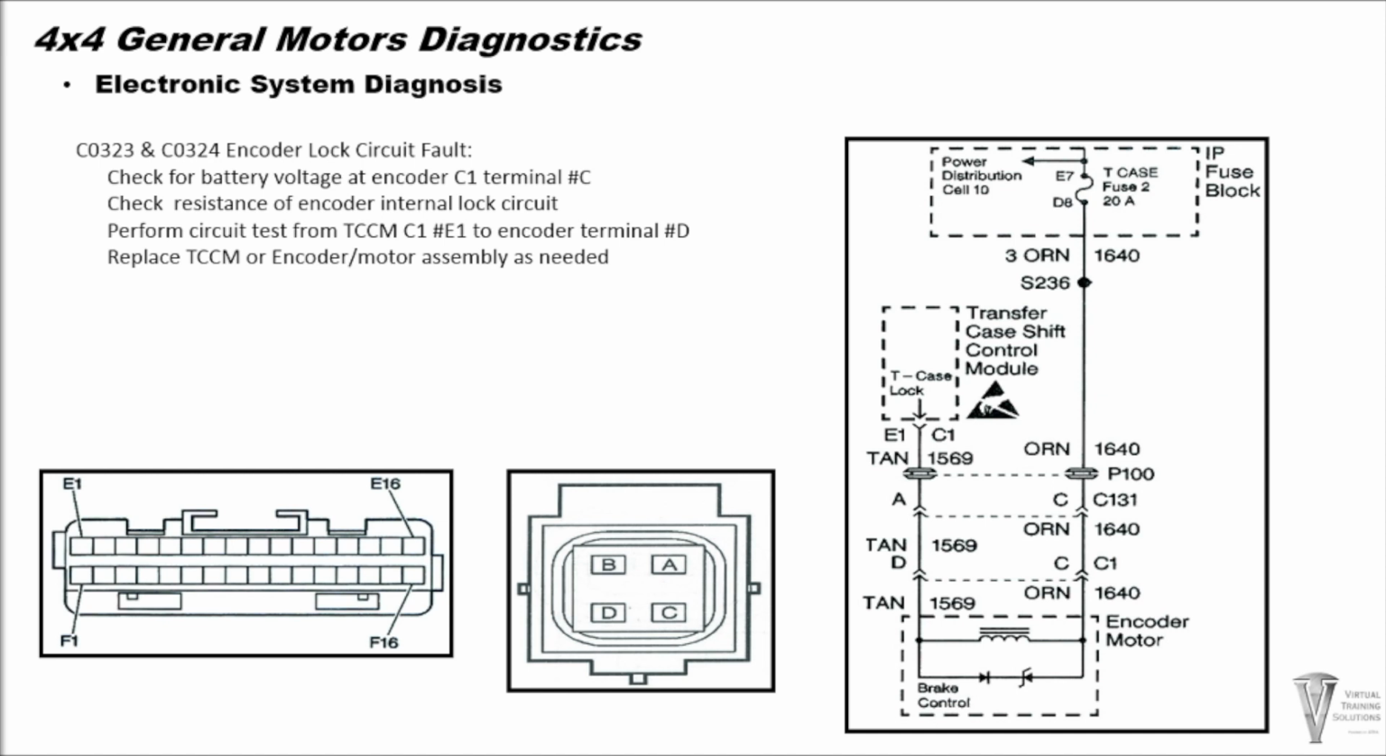The lock circuit control test can be performed between the encoder motor C1 connector terminal number D and the transfer case control module C1 connector terminal number E1. If the circuit tests are within specifications, suspect a faulty transfer case control module. Remember, encoder motor connections and internal problems are common.